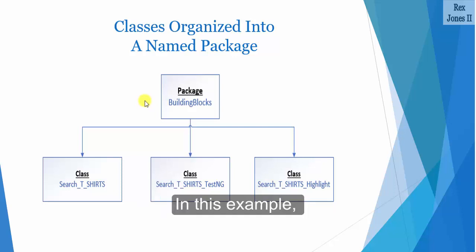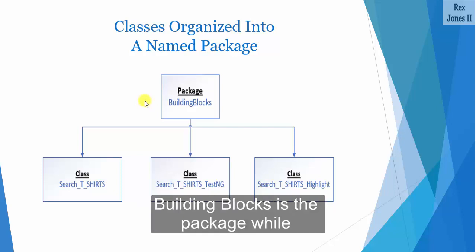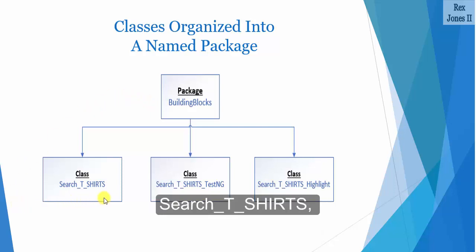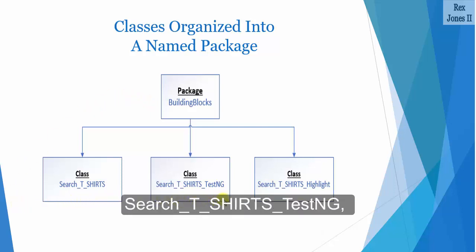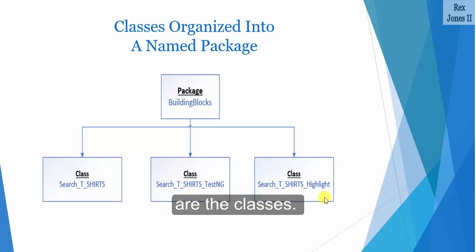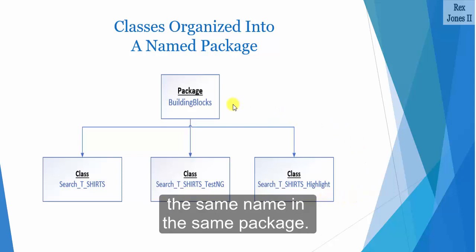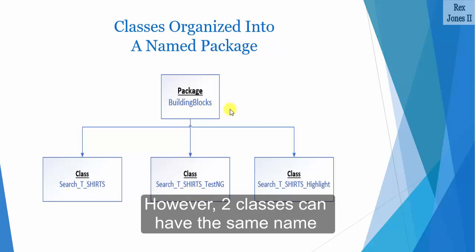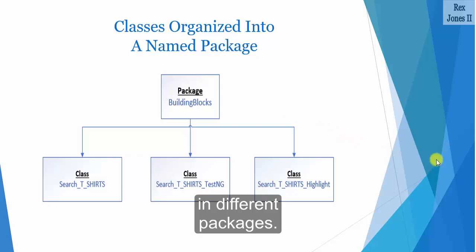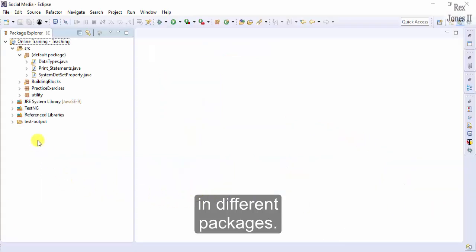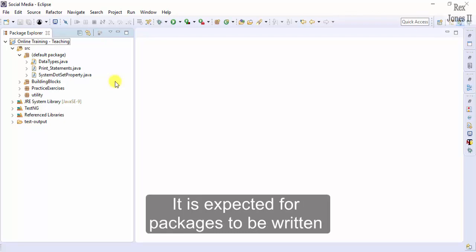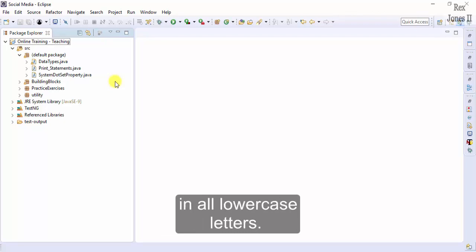In this example, building blocks is the package, while search t-shirts testng, and search t-shirts highlight are the classes. The compiler does not allow two classes to have the same name in the same package. However, two classes can have the same name in different packages. It is expected for packages to be written in all lowercase letters.